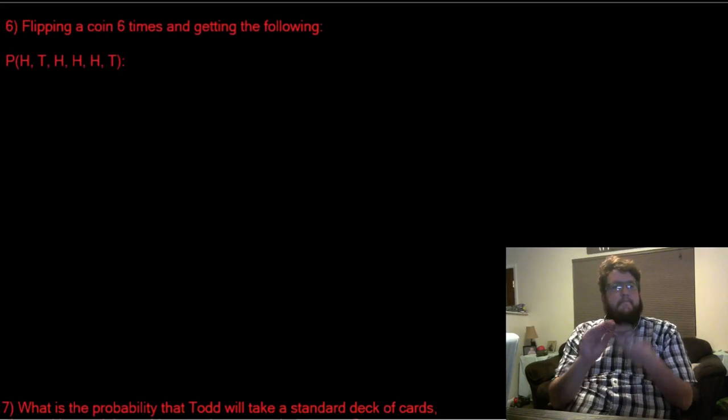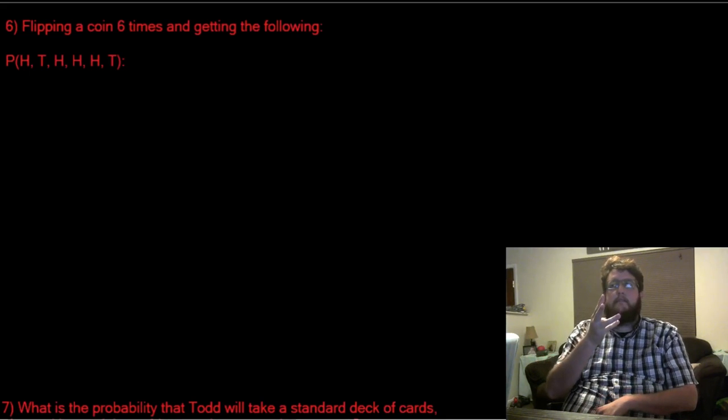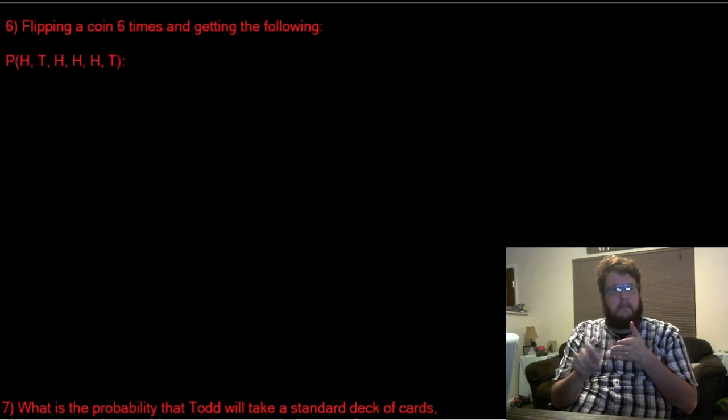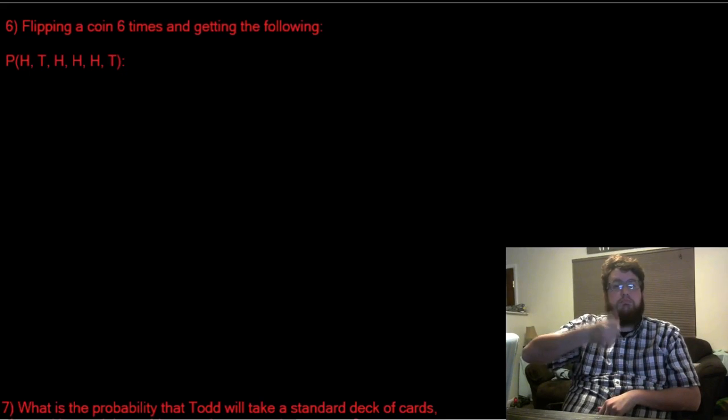Number 6. Flipping a coin. Well, it seems to also have fixed my mouse issues too. So I'm really sorry about that. Flipping a coin 6 times and getting the following: heads, then tails, then heads, then heads, then heads, then tails.